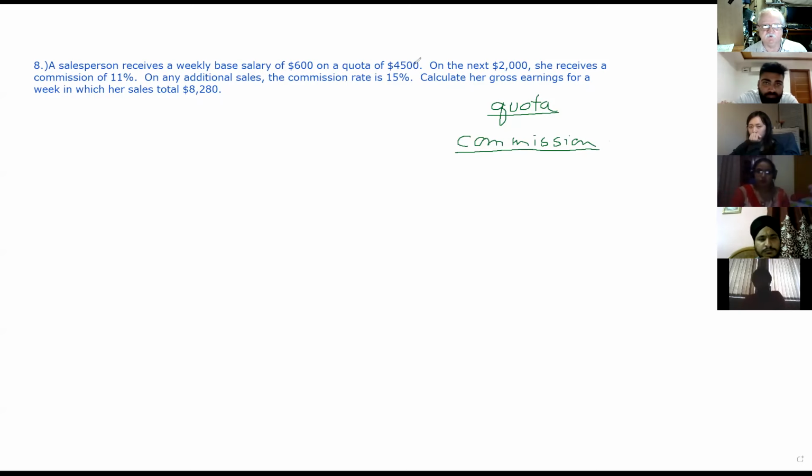Whatever she sells above her quota, she gets paid a commission. So it's a bonus. It's an incentive for her to sell more than her original quota. And to make the incentive even bigger, the commission rate goes up to 15% after she sells $2,000 over her quota. So there's much more of an incentive for her to sell lots and lots of stuff. And we can see she did fairly well. She sold $8,280 worth of stuff.